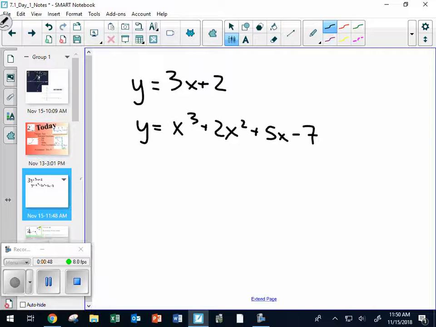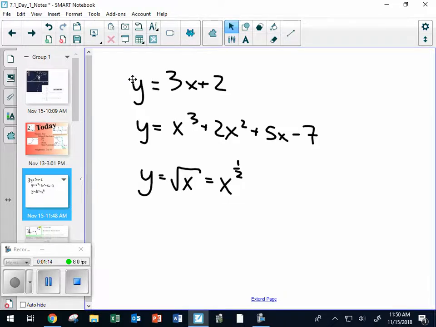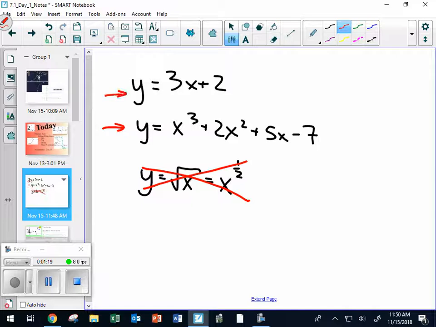So, polynomials, if I wrote y is equal to the square root of x, is that a polynomial? If I rewrote this as x to some power, that would be x to the 1/2 power. Can we have a 1/2 power for a polynomial? We cannot. It has to be an integer polynomial, meaning it has to be a whole number polynomial. So this right here is not a polynomial, but these two are indeed polynomials.